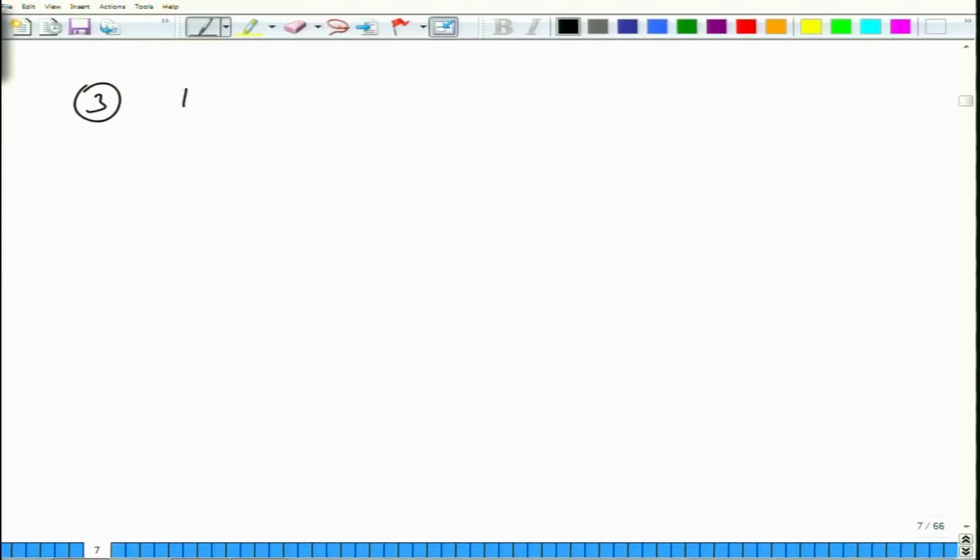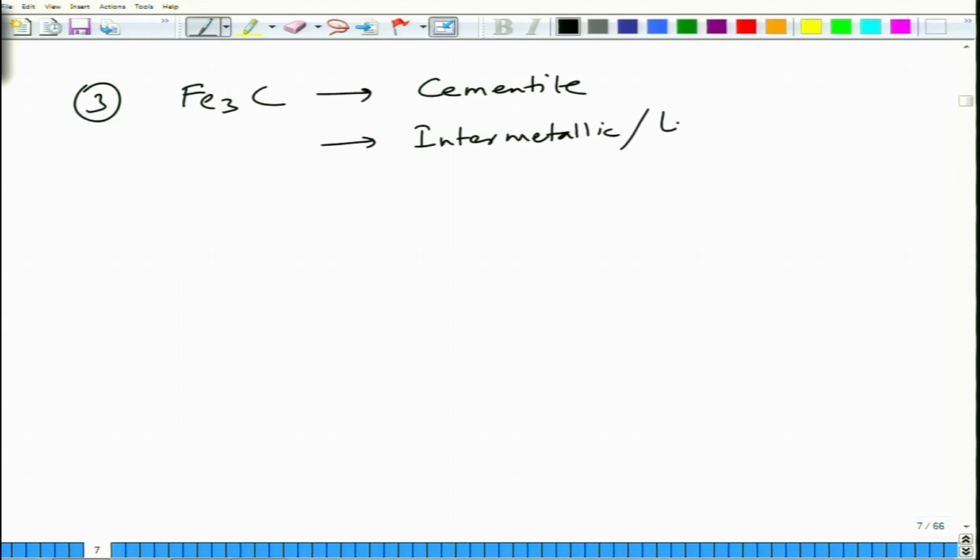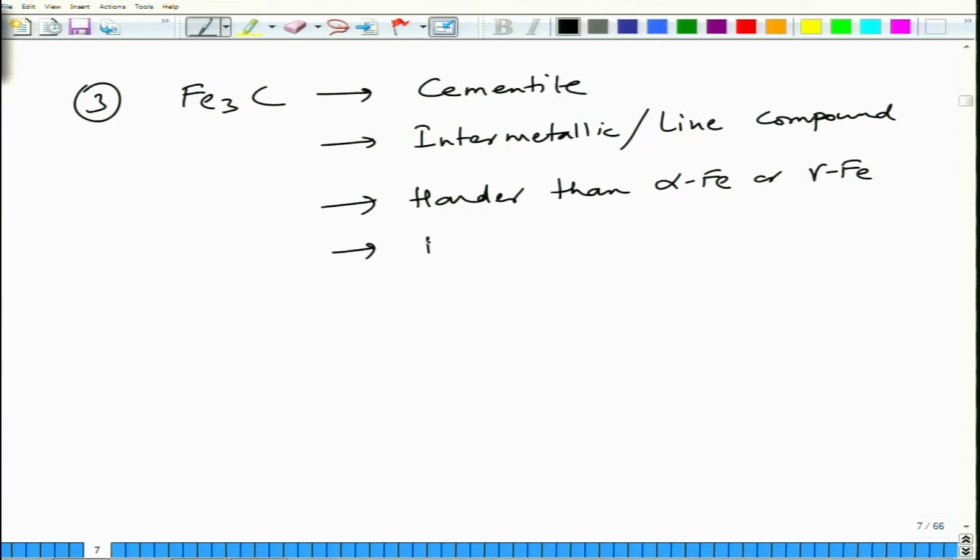And the third phase that we have available is cementite, which is a line compound, an intermetallic compound. It is harder than alpha Fe or gamma Fe. It has fixed composition, and it is a metastable phase.